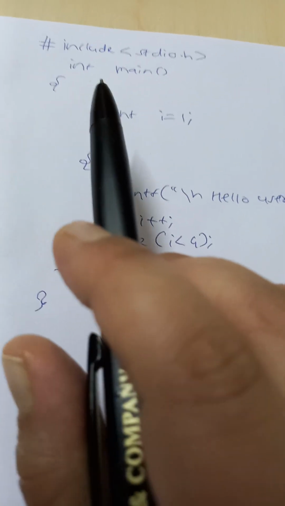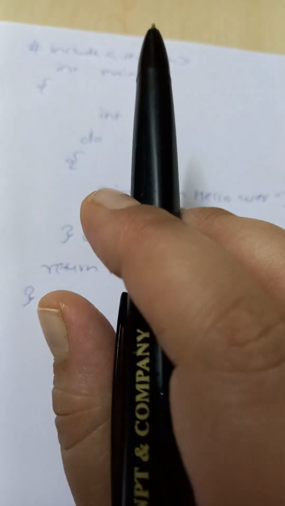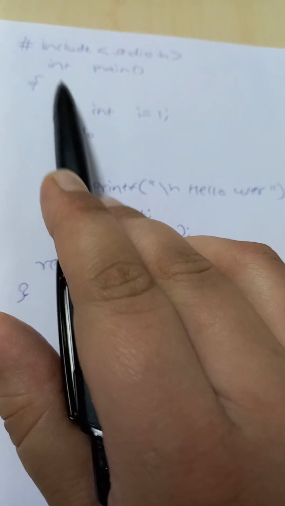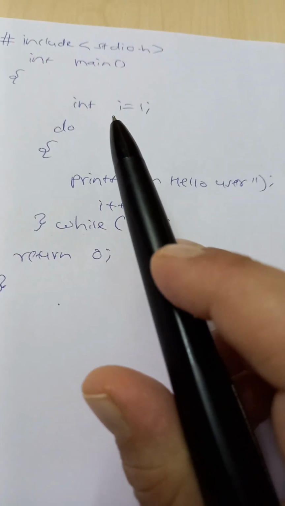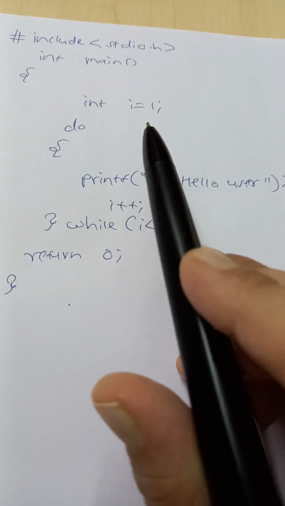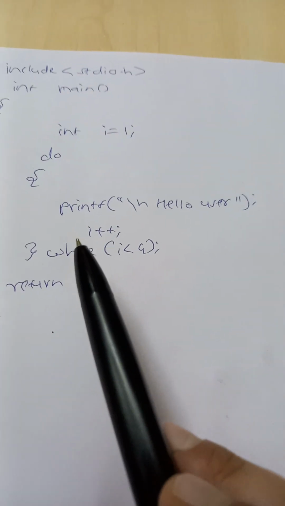Int main is the entry point of our C program, main having data type integer. I have used a variable i having data type integer, and its value is initialized to 1. And I have used a do while loop here.